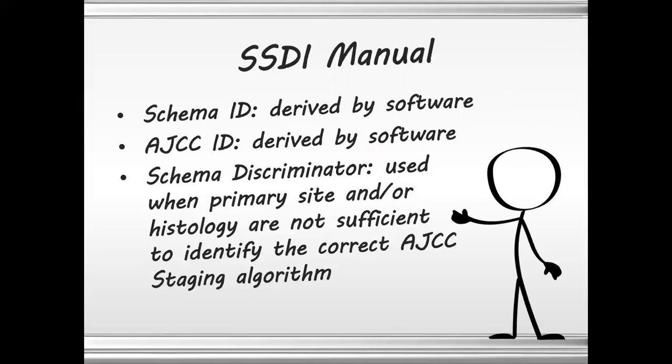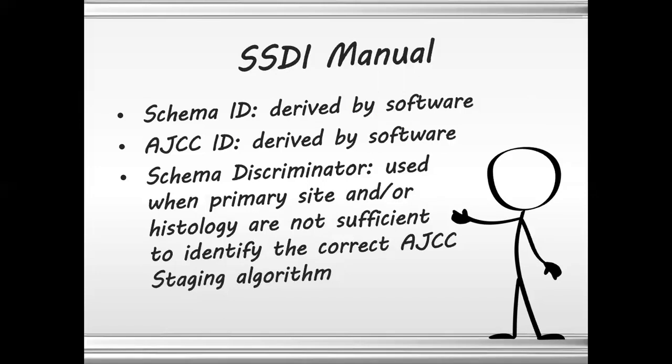Pages 26 through 29 discuss schema discriminators, what they are and why we must use them. Basically, these pages are explaining that when we assign the site code and the histology code in our software, the software automatically derives a schema ID and an AJCC ID. Once you do that, then the software will know which SSDIs you will need to complete for that case, as well as the staging categories that are allowed for that site and histology abstract.